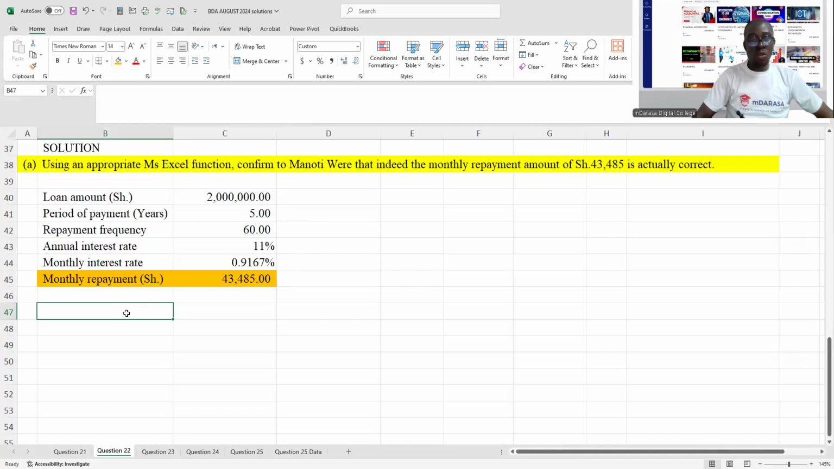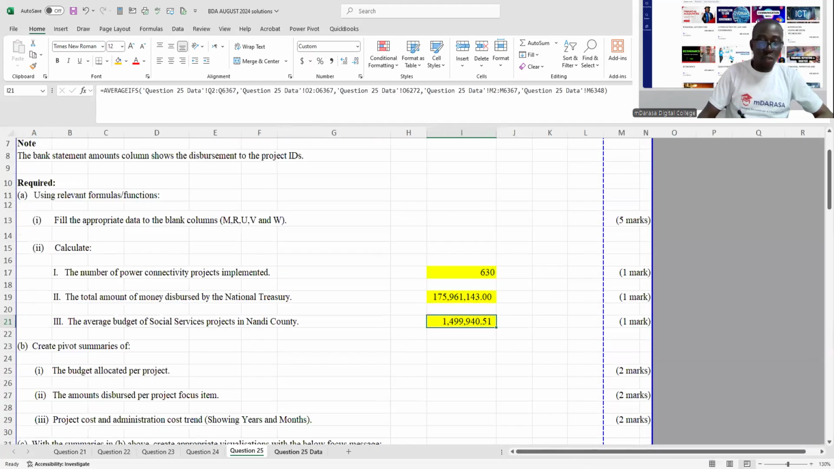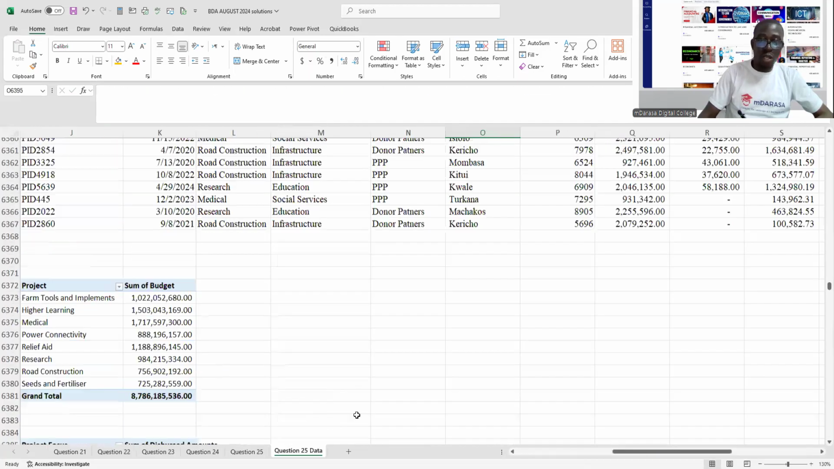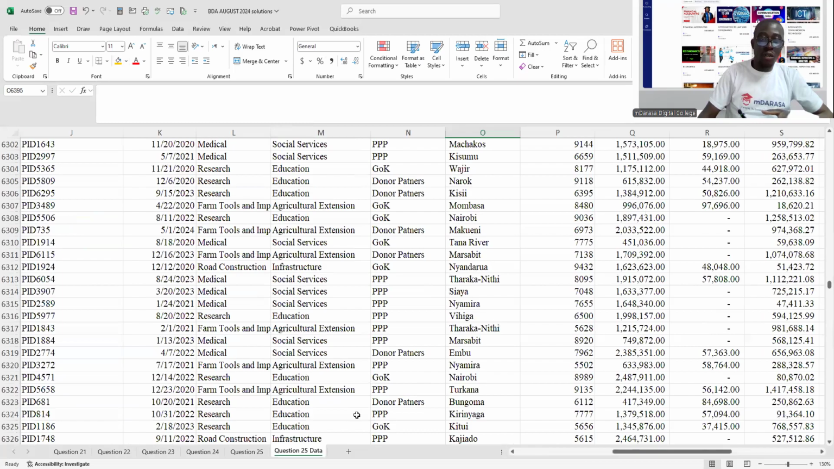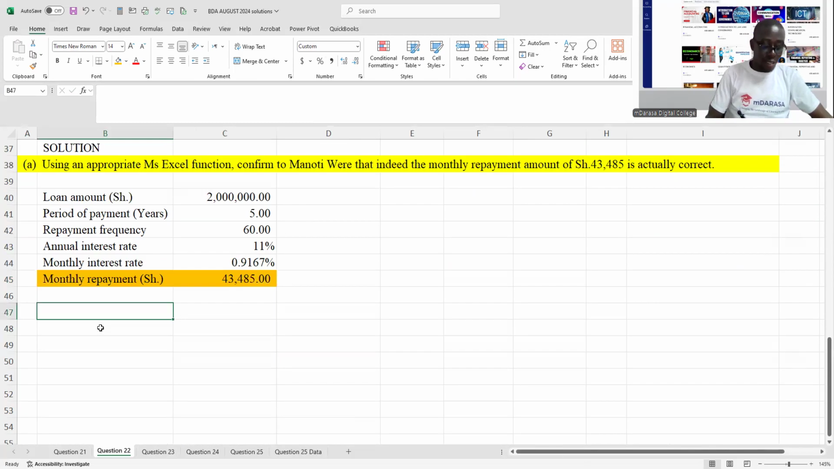At this point, my good students, we have to use what? The PMT function. Remember, Mwalimu taught us about the functions, like the last question, question number 25 that we did the same year, which was more to do with the function. So in our case here, we are supposed to use the PMT function.